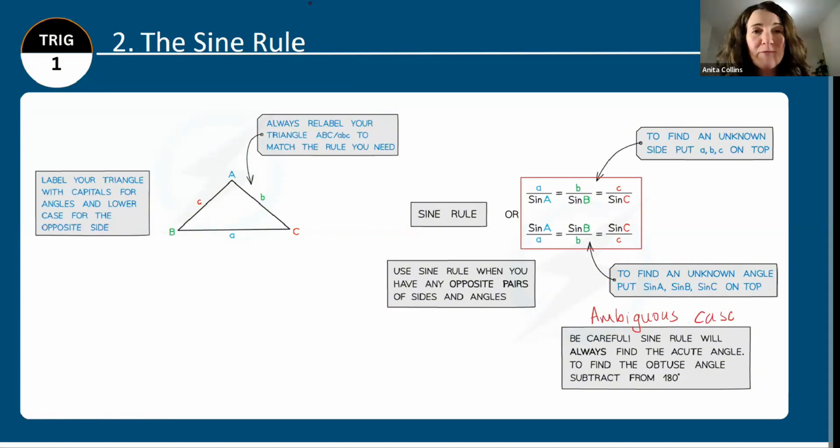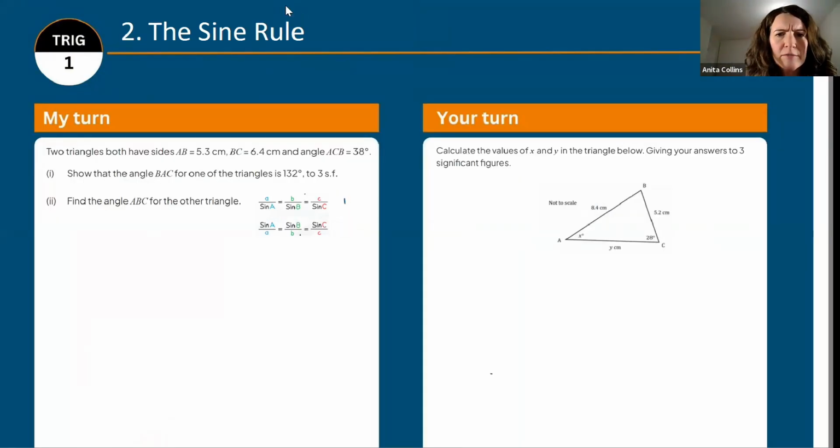Or sometimes the question says find two possible values. And that's a hint to you also. After you've used the sine rule to find the acute angle, you subtract your angle from 180 to find the other obtuse angle. All right, so let's look at this question.